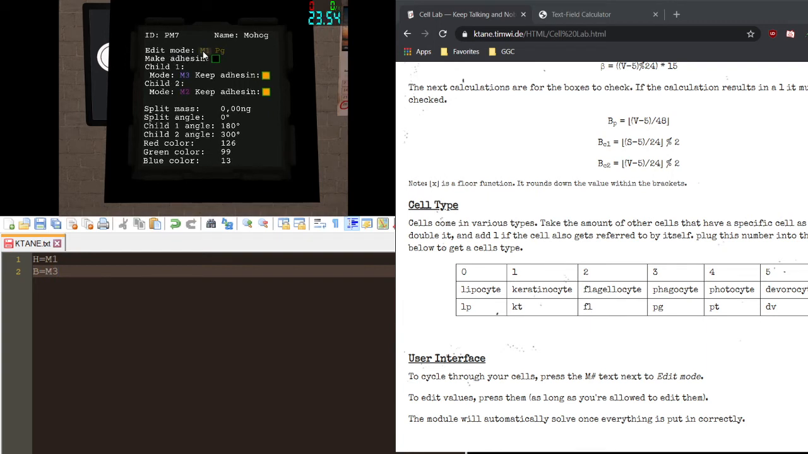And if we were doing it the normal way, we would notate that M2 is missing child 1 angle, which means that it would need the saturation. But we're going to ignore that for now.